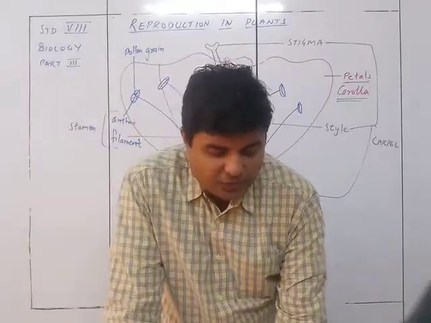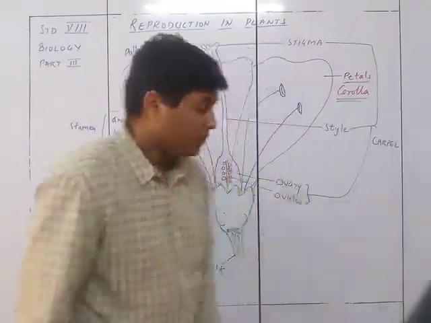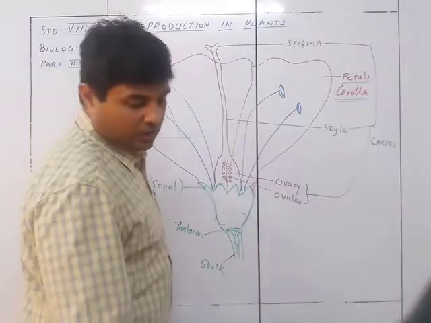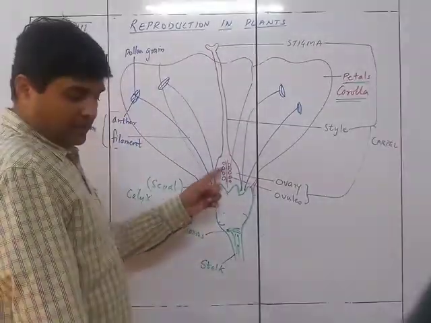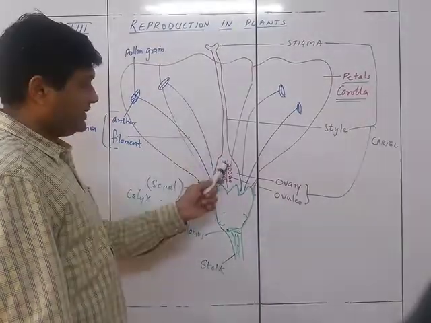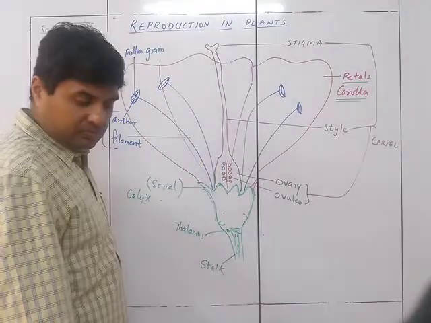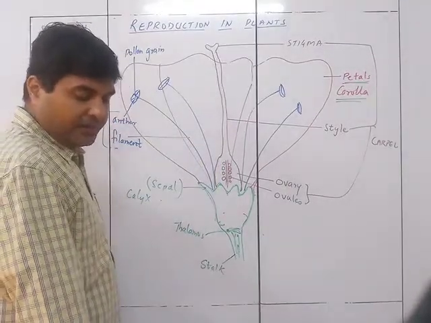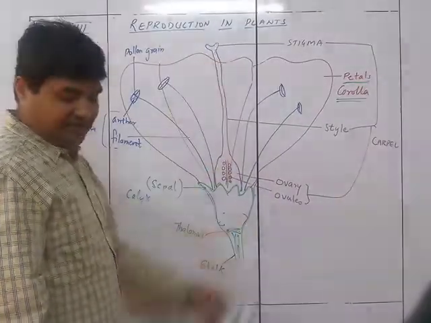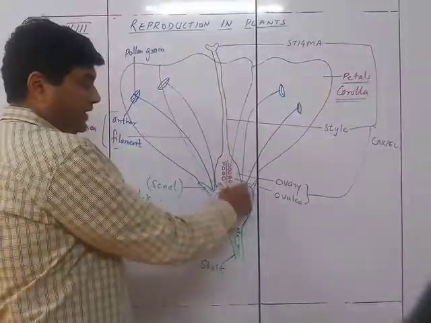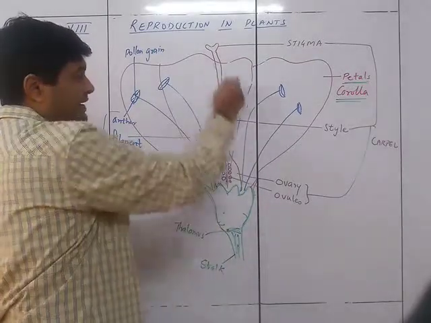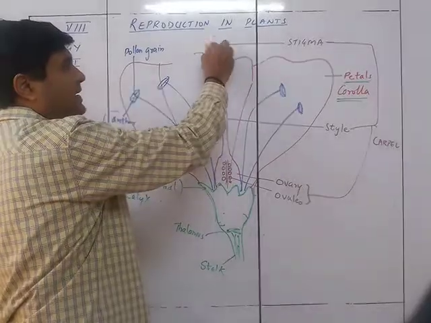Each carpel is formed of three parts. First, the swollen part at the base, called the ovary. Then a narrow thread-like structure in the middle, called the style, and the terminal expanded part at the top is the stigma. So ovary, the basal swollen part; style, the thread-like structure; and the expanded one, stigma.